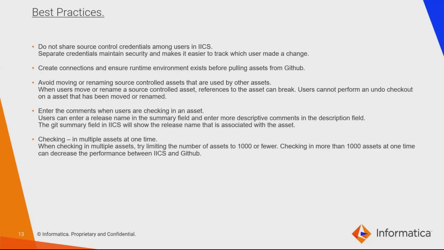Checking in multiple assets at one time: as we were discussing, try limiting the number of assets to 1,000 or fewer. Checking in more than 1,000 assets at one time can decrease the performance between Informatica Cloud and GitHub.